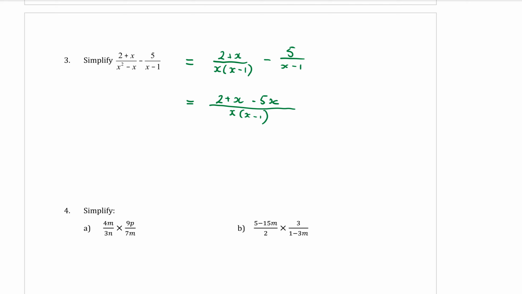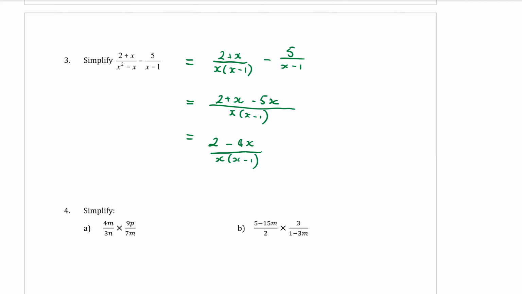Then I'm just looking to collect up like terms. So on the top, I have a 2, x minus 5x is minus 4x, and the bottom remains factorized, x bracket x minus 1. If you don't factorize first and you multiply everything together, you're going to find that you have a much bigger unsimplified fraction that's going to take a lot more work to try and factorize and cancel out at the end. So try to do that from the beginning where possible.